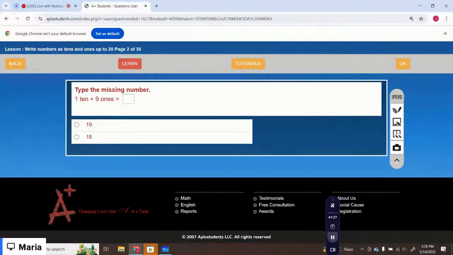Type the missing number. 1 ten plus 9 ones. So which is the correct option? 1 ten and 9 ones makes 19. The correct option is 19. That is 19.